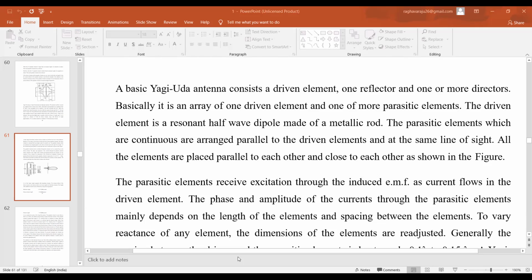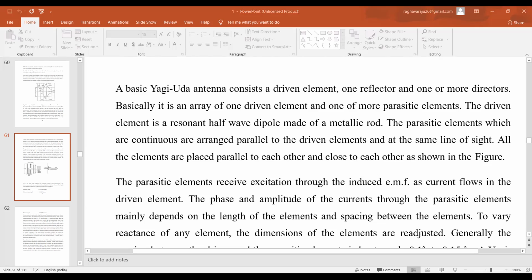So basically, it is an array. The array has one driven element and more parasitic elements in its configuration. The driven element is a resonant half-wave dipole that should be made of metallic rod. The parasitic elements are arranged parallel to the driven element and in the same line of sight.